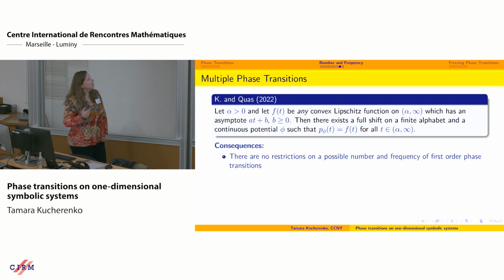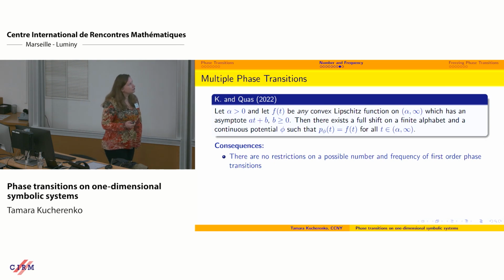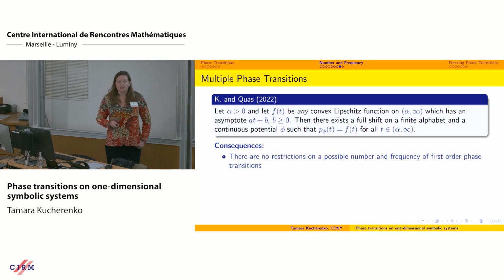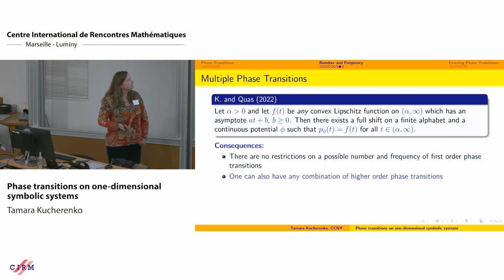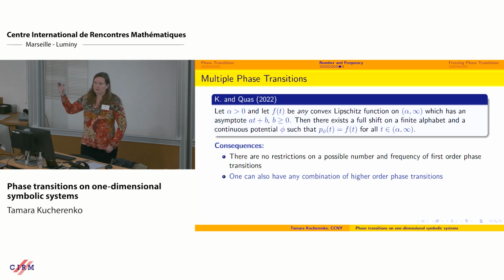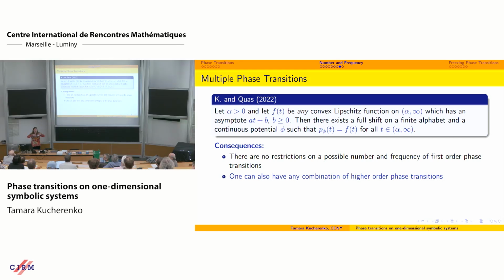First of all, we know now that there are no restrictions on the possible number or frequency of first order phase transitions; anything can happen. Second, you can also have any higher order phase transitions, because you just come up with a convex function which has whatever differentiability assumptions you want on it, and here you go. Here's your phase transitions of higher order.